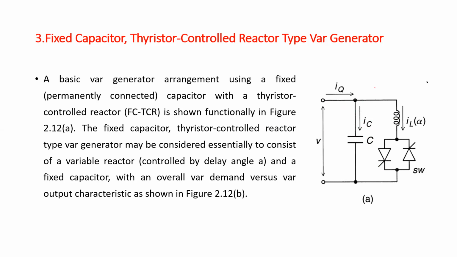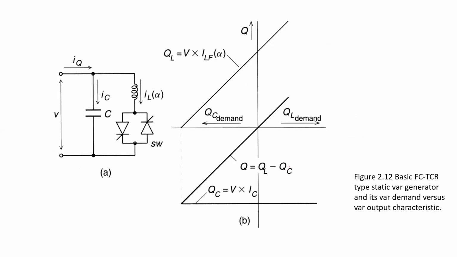So this part is a thyristor controlled reactor and it is a fixed capacitor. The combination of these becomes a fixed capacitor thyristor controlled reactor. Now, the independent operation has already been explained, so we come directly to the next point without explaining the individual ones again.